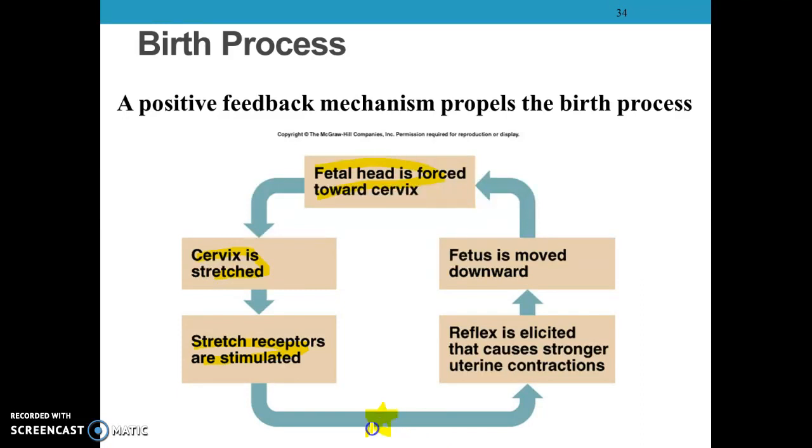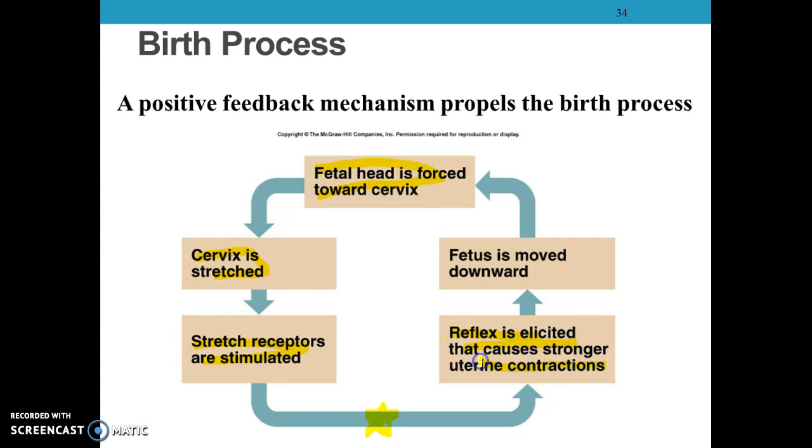So what I would do, if you've got this printed off, right where that star is right there, write down oxytocin is released. And if you wanted a reminder, you might put oxytocin is released from posterior pituitary. Just make sure you know where that hormone is produced. It's released and it's actually produced in the hypothalamus, but what you would need to know is that it's released from the posterior pituitary. So stretch receptors are stimulated, oxytocin is released from the posterior pituitary, reflex is elicited that causes a stronger uterine contraction.